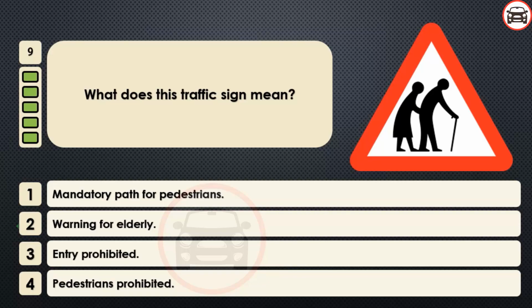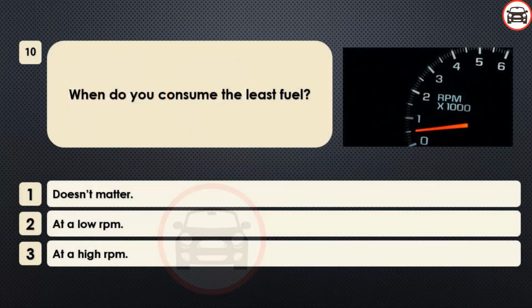When do you consume the least fuel? 1. Doesn't matter. 2. At a low RPM. 3. At a high RPM.